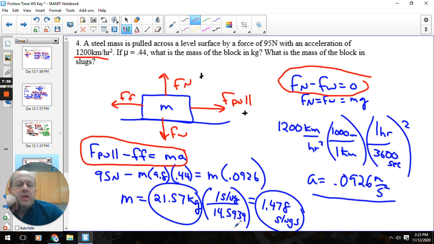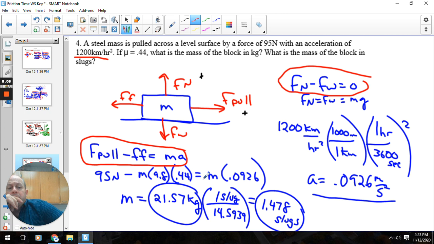And then just looking at the old unit, slugs, one slug is 14.5939 kilograms. I wouldn't expect you to know that, but I do expect you to look it up. And so we would get 1.478 slugs, which is a unit of mass. So that is the fourth equation. A little trickier algebra, but you should be able to do that as you solve for m.